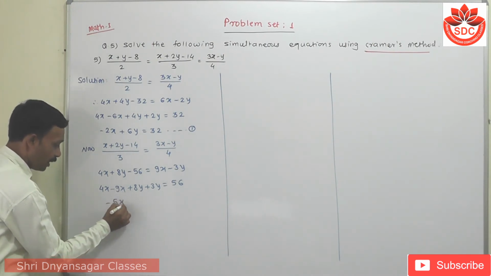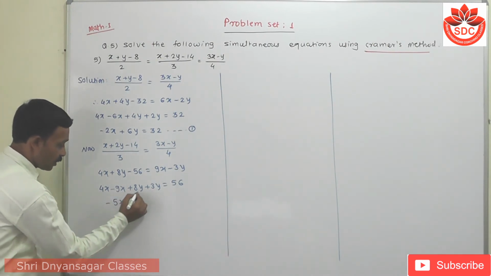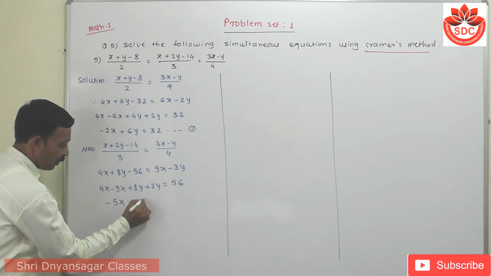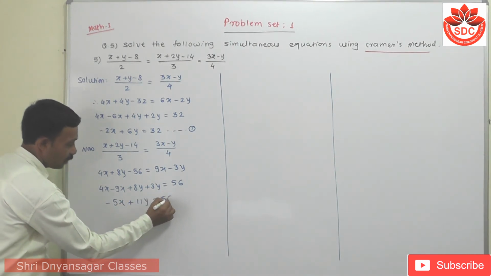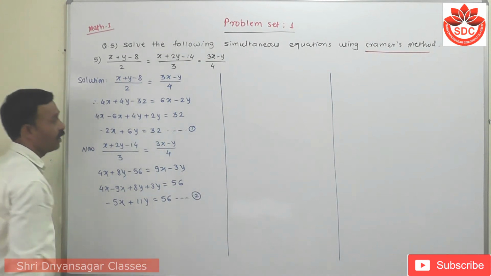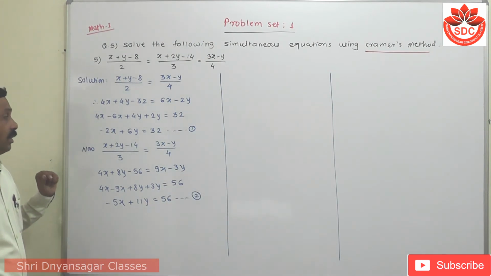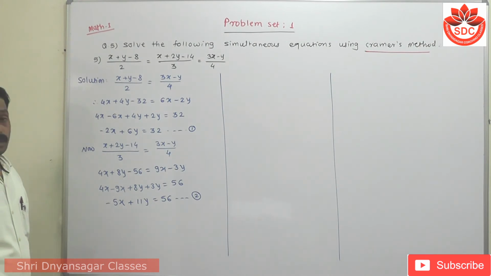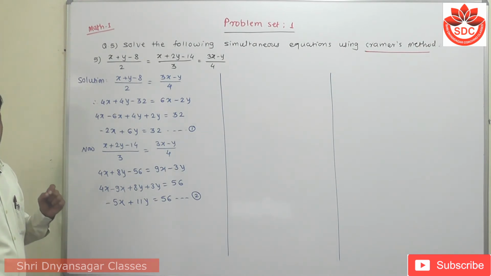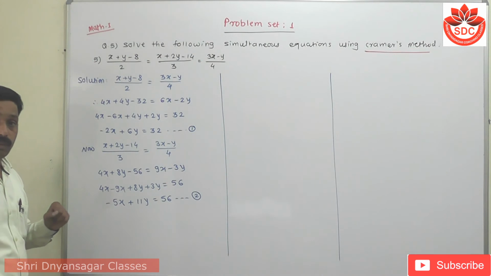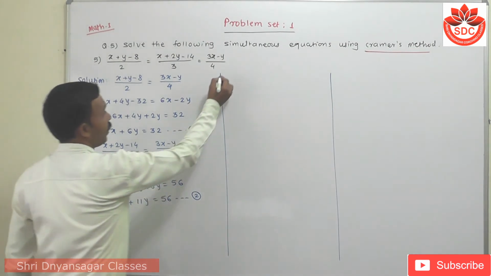Subtraction becomes minus 5x plus 8 plus 3 becomes 11y is equal to 56. This is equation number 2. Now we have two equations. Then we have to find the values of a1, a2, b1, b2, c1, c2 by comparing with the standard form.